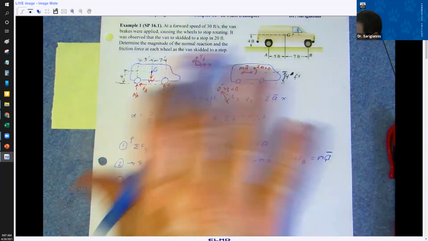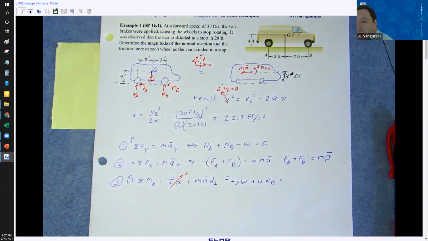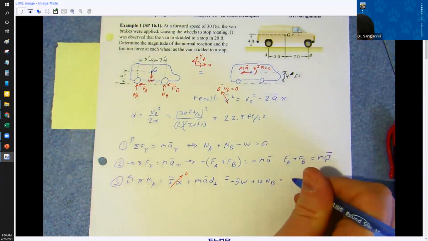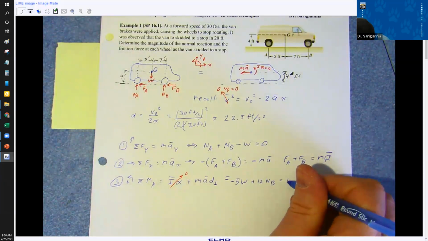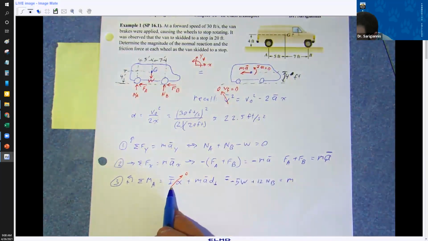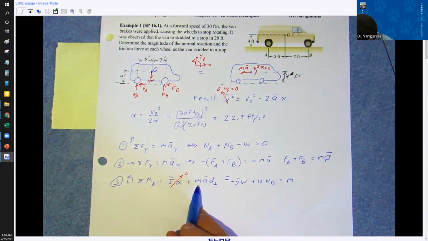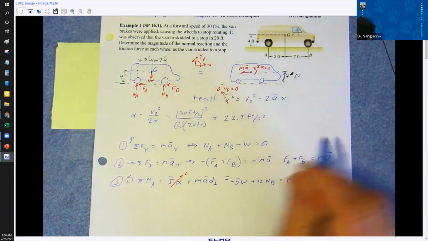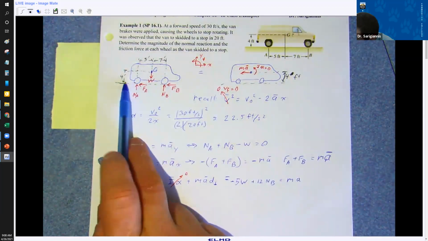Right, there's no rotational component to this van. It's not rotating about its center of gravity. Let's see what else. Where am I? Oh, there I am. So we're going to have M for the mass moment of inertia. Sorry, for this term here, we're going to have mass times acceleration times a perpendicular distance. And that perpendicular distance about A is 4 feet.